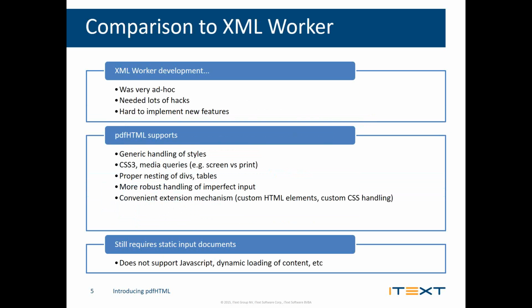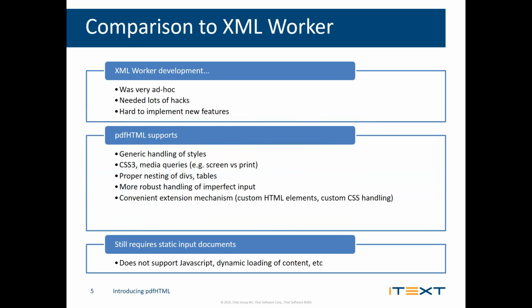The comparison of pdfHTML to XML Worker, so iText 5's product, is that XML Worker was very ad hoc. It was just built according to questions that users had, and there were a lot of hacks in the product just to make something work for some customers, which of course is not very scalable, and it made it really hard to implement new features. So when we redesigned the product as pdfHTML, all of these drawbacks were eliminated, or we tried to eliminate them. And we added a lot of new things.